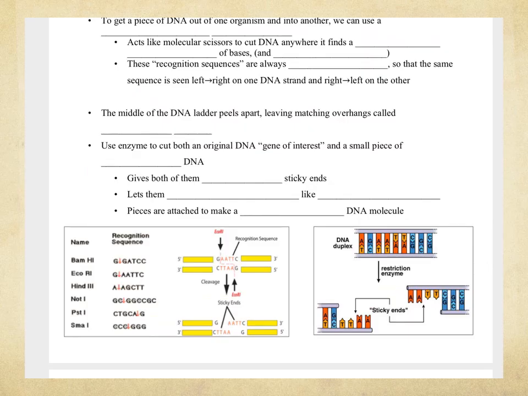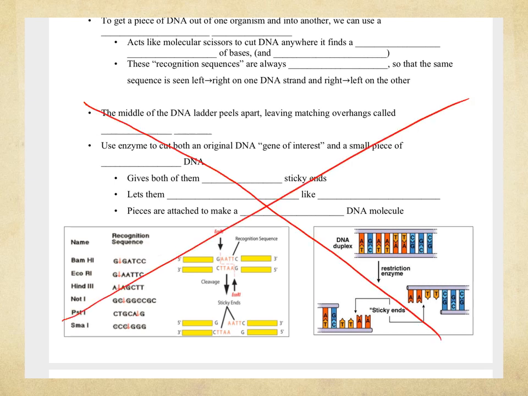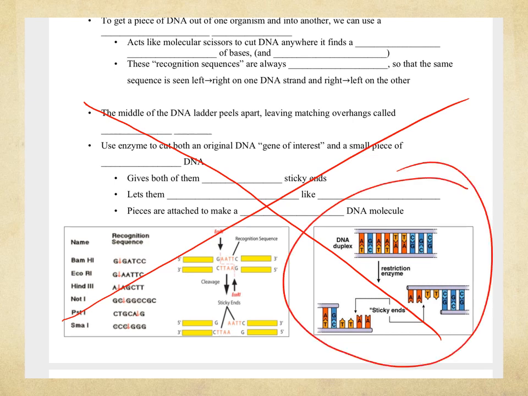Once again, we're going to start with the middle of the page here where it says the middle of the DNA ladder, and we're just going to cross that entire thing off. You got some nice diagrams at the bottom if you want to keep them for reference, but don't feel the need to. I think this one at the bottom is a little bit more helpful, just for showing how things get kind of stuck together.